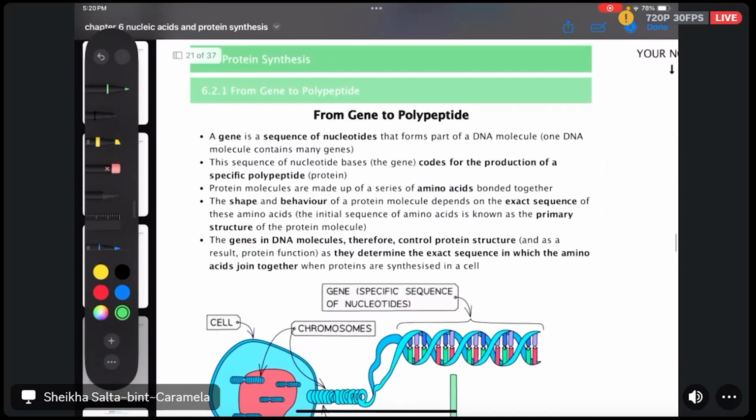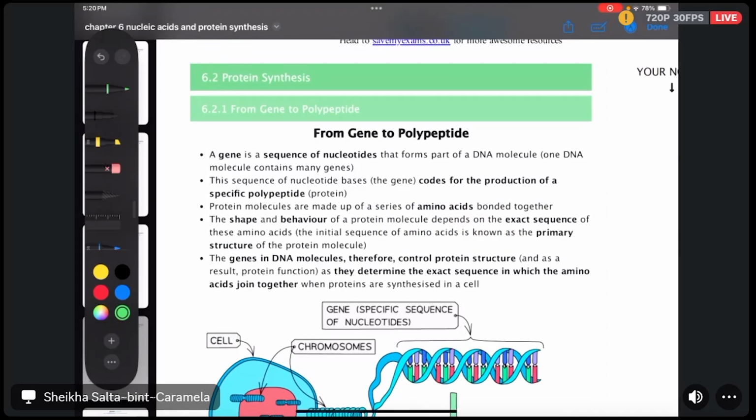Then we move on to the second part of this chapter, which is your protein synthesis. So how a protein is synthesized from a gene to a polypeptide. Basically a gene is a sequence of nucleotides inside your DNA molecule, and this nucleotide base sequence codes for the production of a specific polypeptide chain.